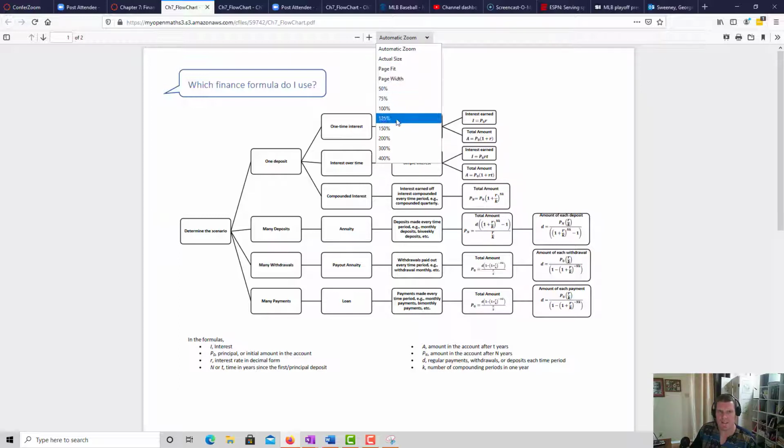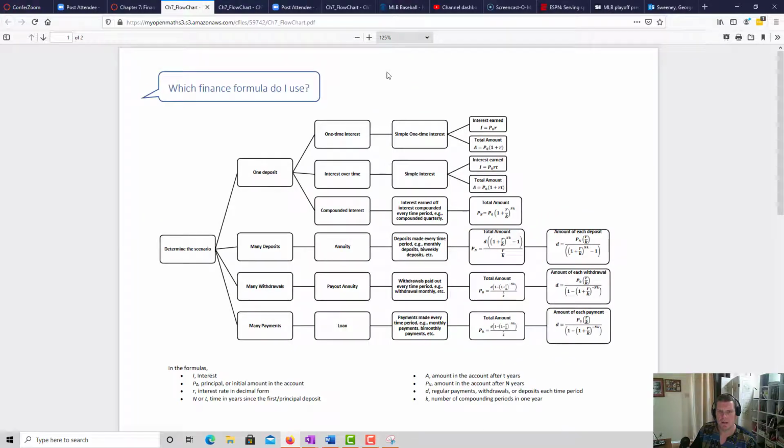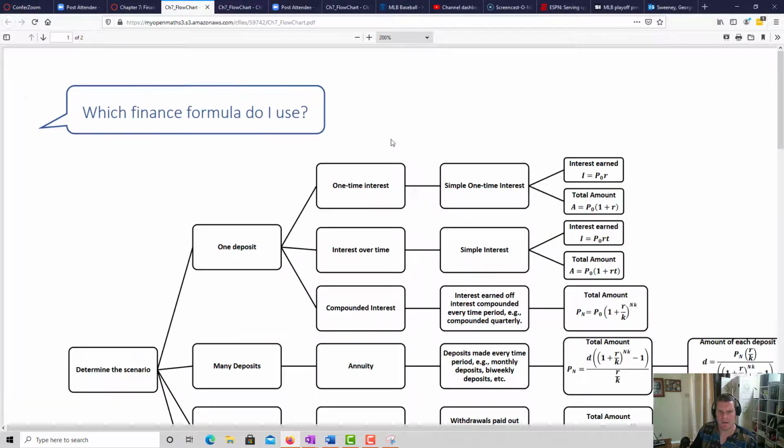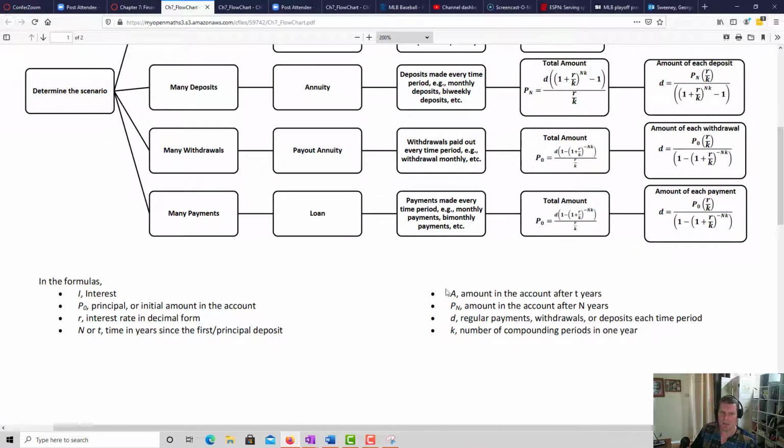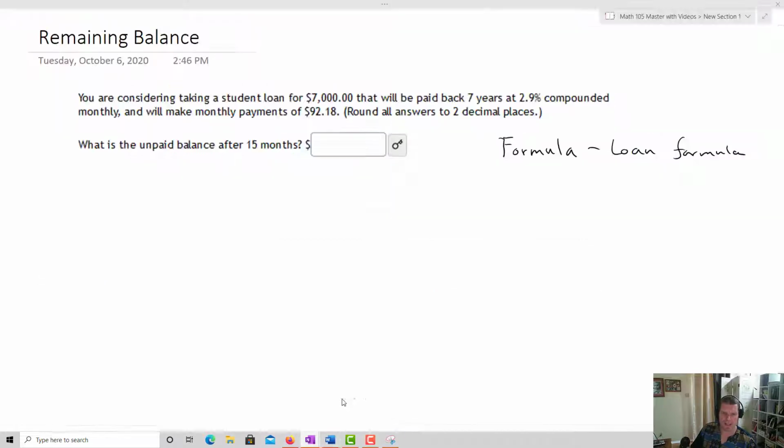We're going to make it a little bit bigger. This will be the loan payment. This flowchart will help you determine what kind of equations you'll use depending upon the scenario. And here's the scenario: many payments, loan. So now I'm going to utilize this one in order to find my answer. Let me go write that down.